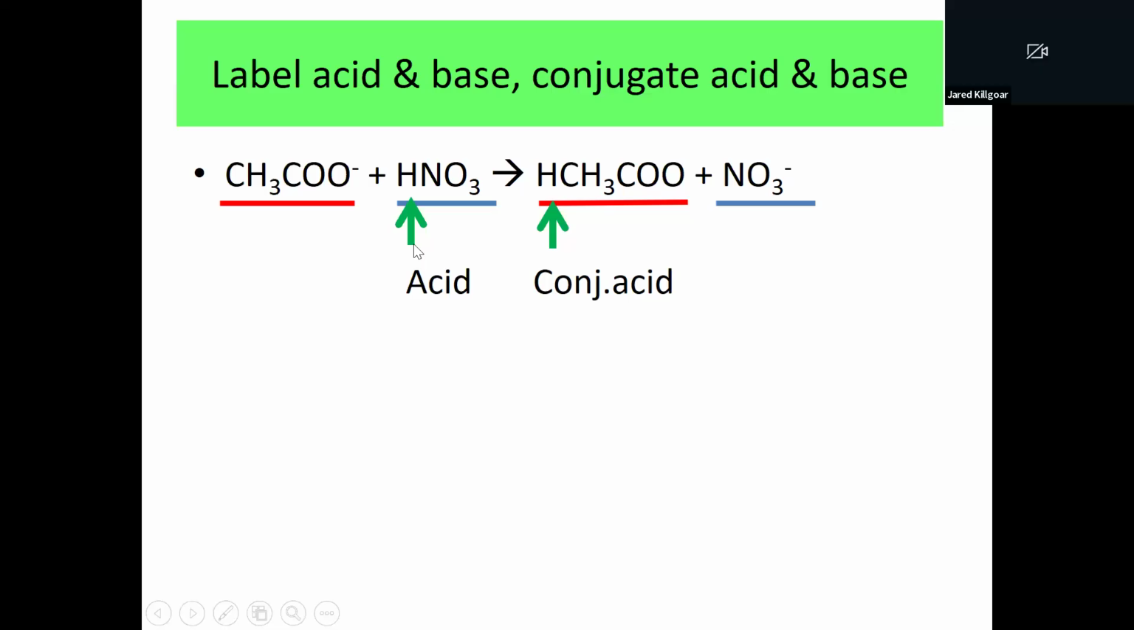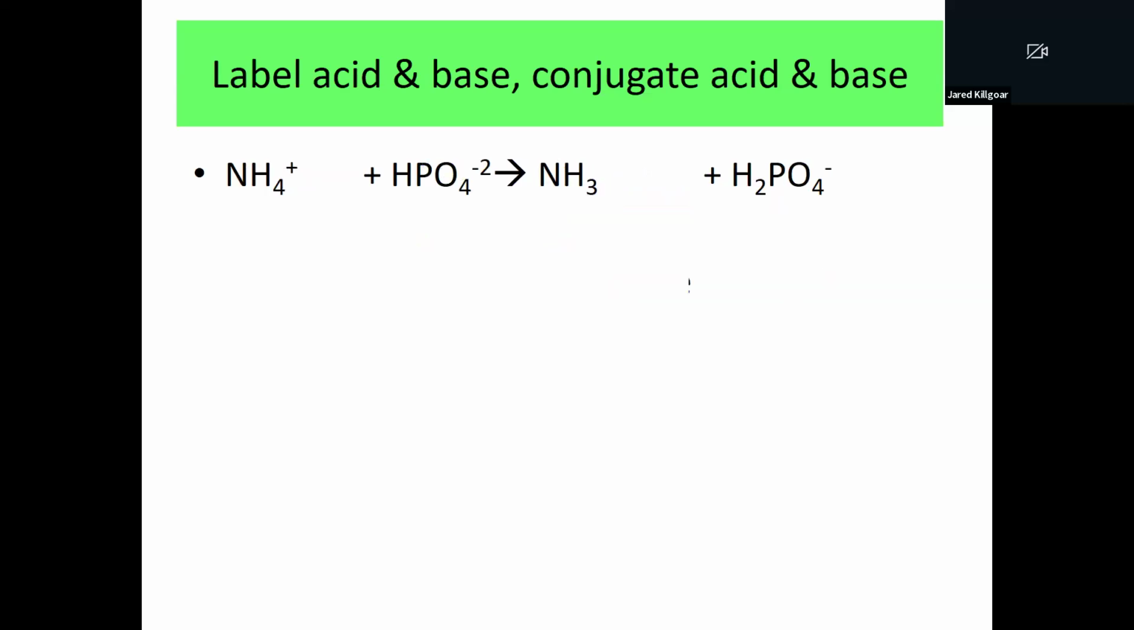So the acid is whatever has the H. If it's in the reactant, it's the acid. If it's in the product, it's the conjugate acid. So if the HNO3 is the acid, acetate must be the base. And therefore, NO3 minus is the conjugate base. So again, I'll go over another example.